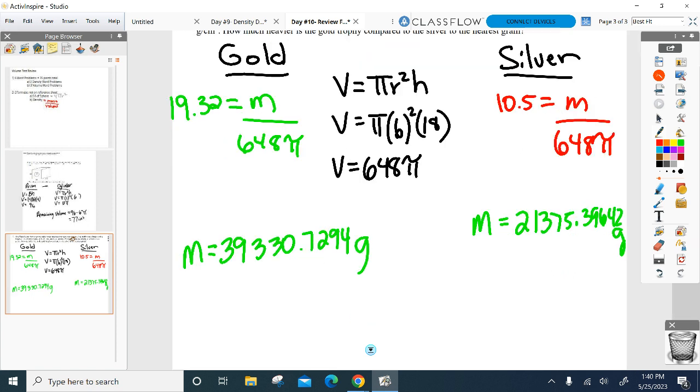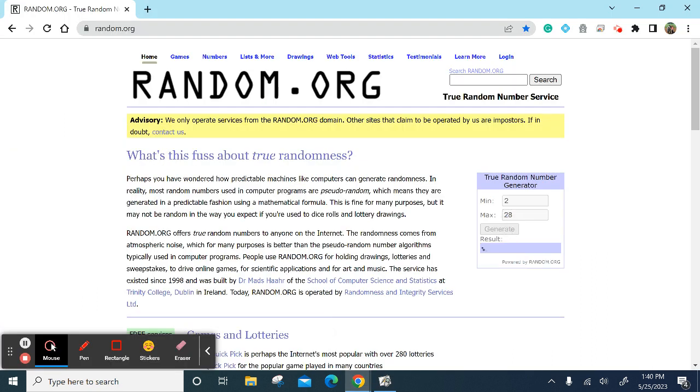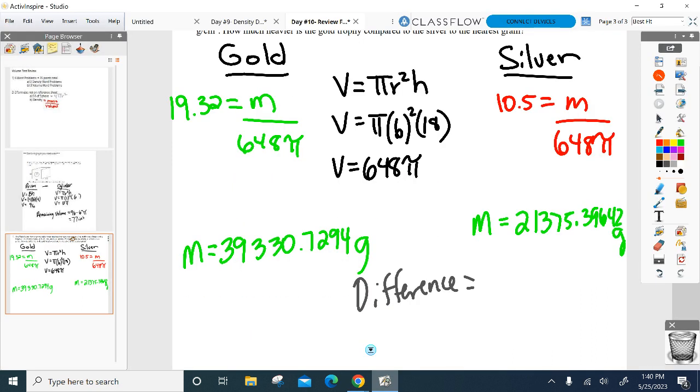And what's my difference here now? Difference, rounded correctly. 17955. 17,955, yes. Grams.